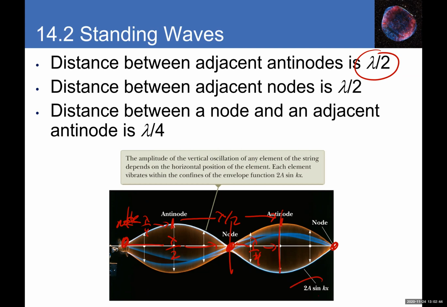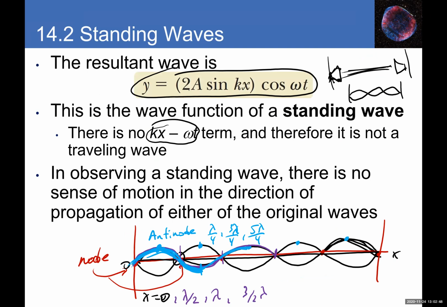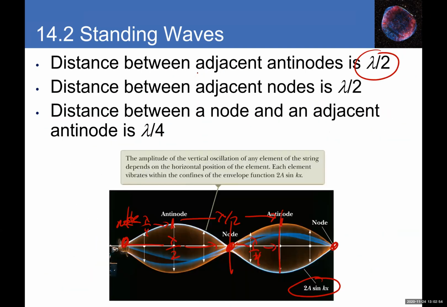All right, and amplitude is 2a sine kx. That means this equation that we derived, this guy here, is the amplitude of the standing wave. So again, amplitude of the standing wave, I usually write it like that. So it is 2a sine kx, where again, k is the wave number, so it's 2 pi over the wavelength.